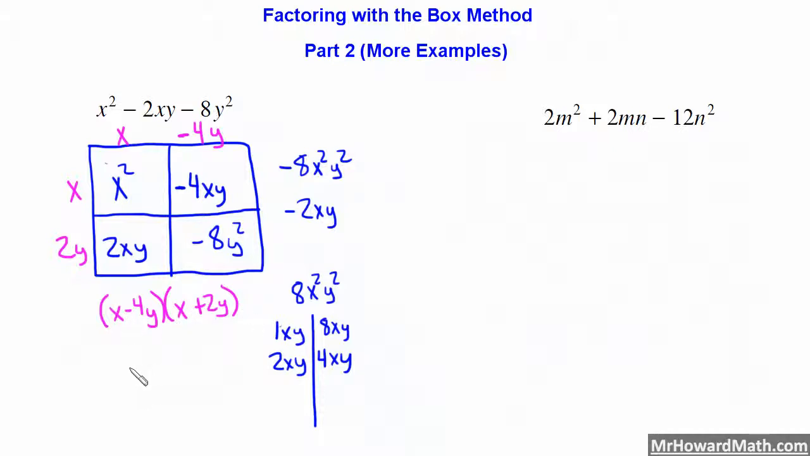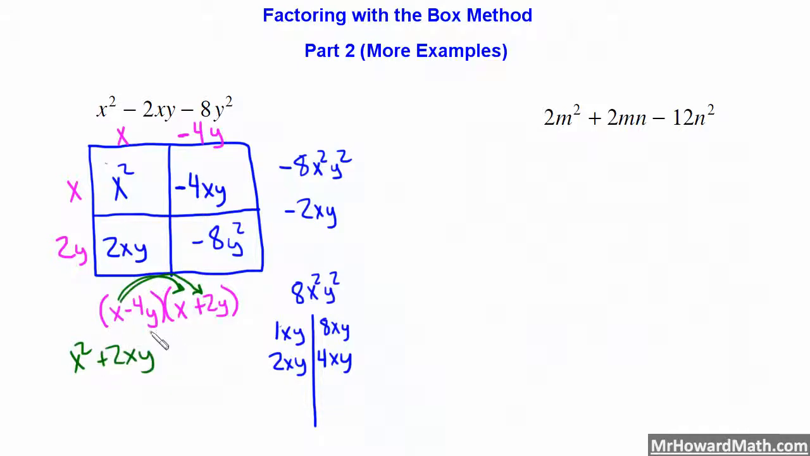Let's go ahead and check that real quick. I'm just going to do the arrow method just so we can do this quickly here and check it. So we have x times x, that's x squared. Then we have x times 2y, that's a 2xy.